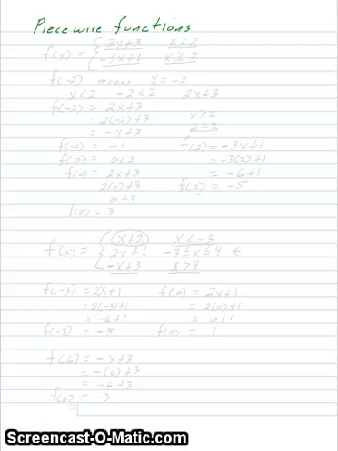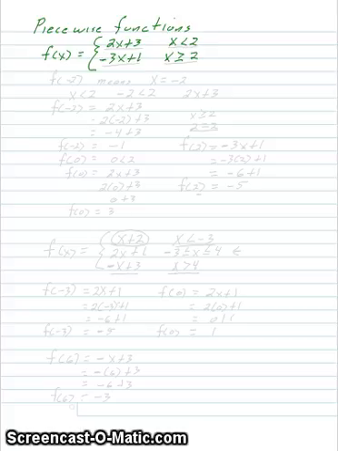Piecewise functions. Here's what a piecewise function will look like. f of x, which is just the name of this particular function, is equal to 2x plus 3 when x is less than 2, and negative 3x plus 1 when x is greater than or equal to 2.